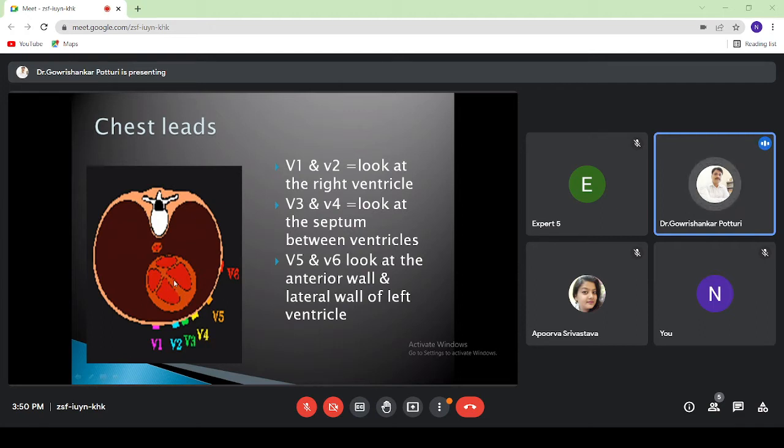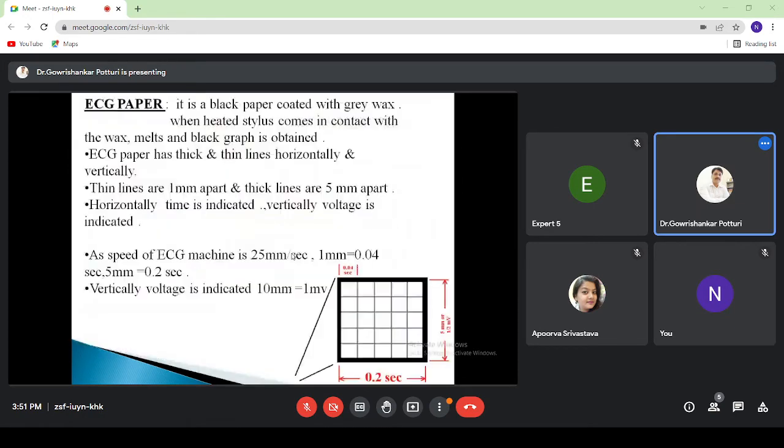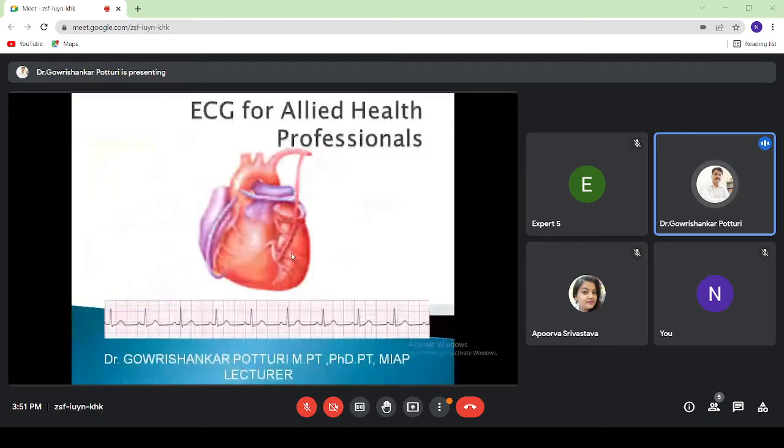V3, V4 look at the interventricular septum. V5, V6 look at the left ventricle. V1, V2 right ventricle. V3, V4 septum. V5, V6 left ventricle. Now let's go to the QRS complex in the chest leads.